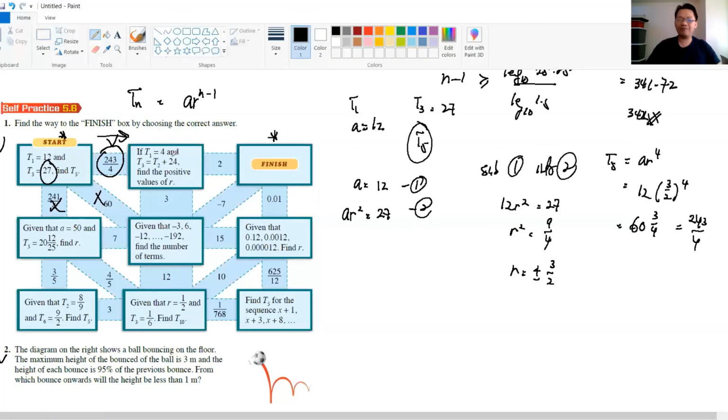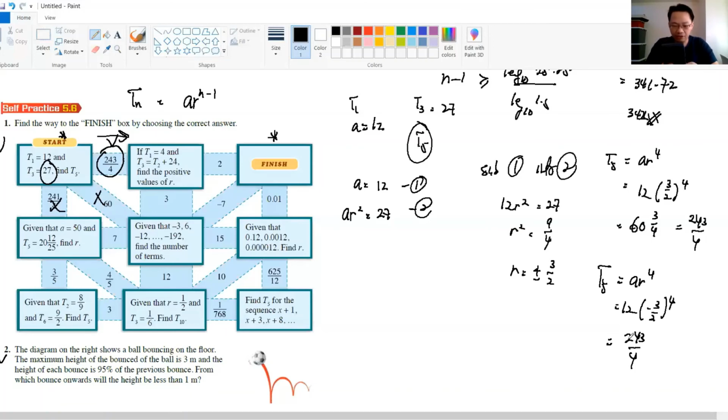So that's how we play these games. Okay. So let's say I choose R equals negative. Some students will surely ask, so R equals negative, how then? Okay, let's say T5 is A R to the power 4, A is 12, negative 3 over 2 to the power of 4. Also, we are getting the same value, because negative 3 over 2 to an even power will give you the positive value times 12, then you are supposed to get the same answer. So please double check.